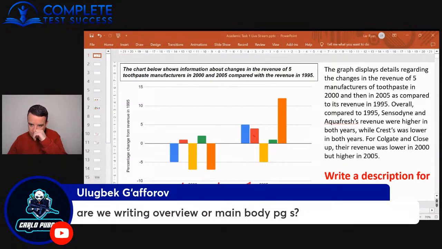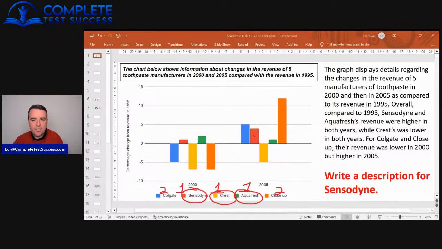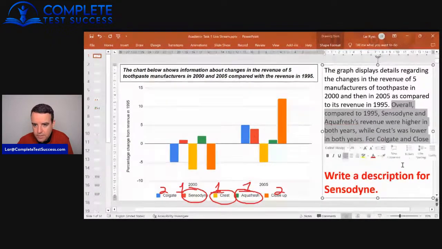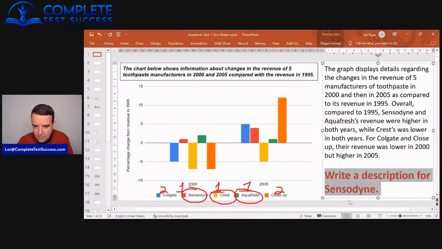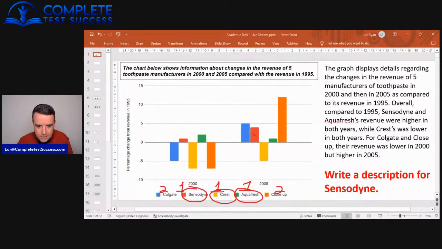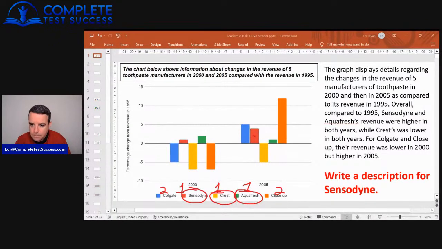Are we writing the overview or the main body paragraph? Sir, we are writing the body paragraph, the description for Sensodyne. If you look on the screen, we have the overview here already. So we're done, and now we're just going to write the description for Sensodyne. And after that, we'll finish up for today. So just wait another 1 or 2 minutes so I can give feedback to anyone else who wants to share.